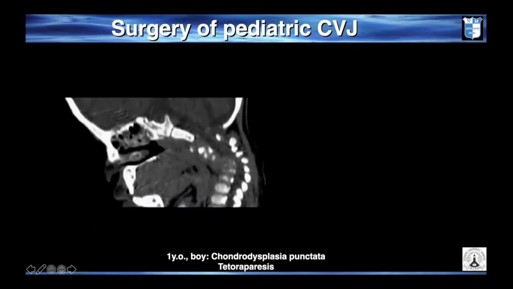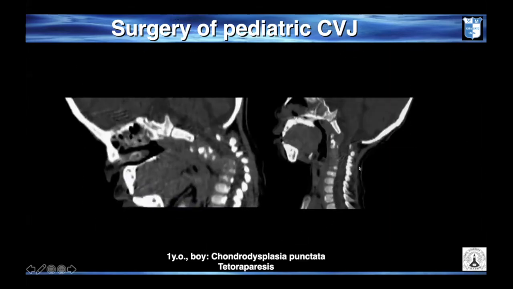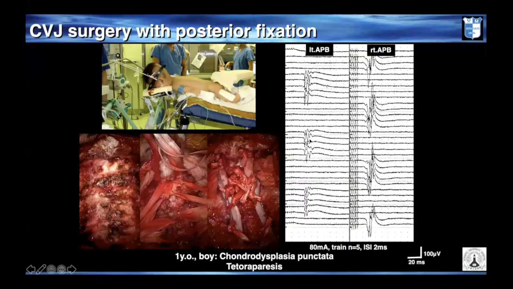This is a flexion, but with the extension, somehow these deformities are reduced. So I decided to operate on the patient. This is a photograph with head traction and exposure, and using this tape-shaped wire, the cervical spine is fixed using the bone graft.